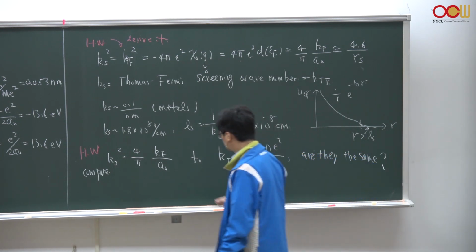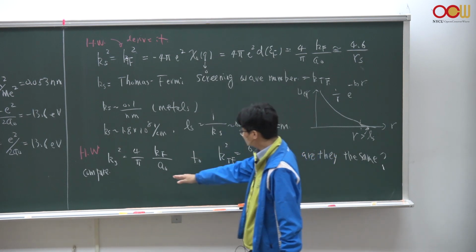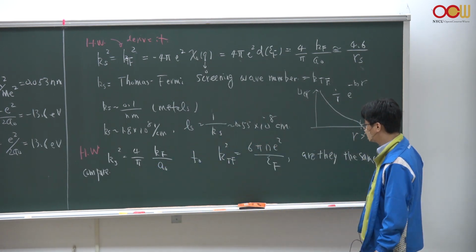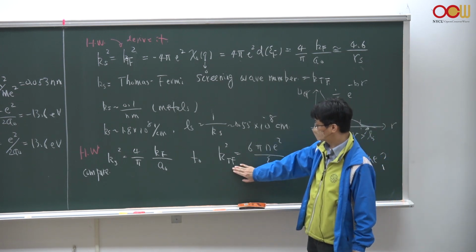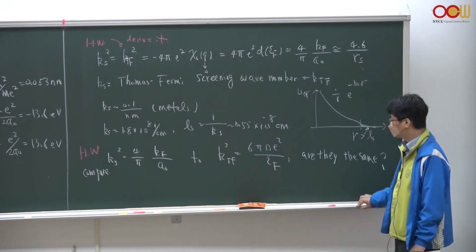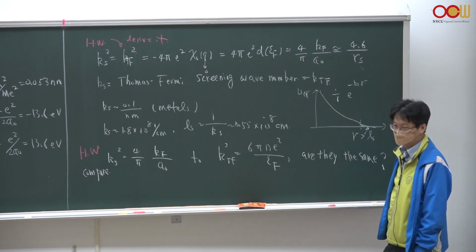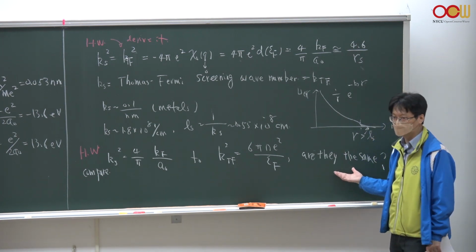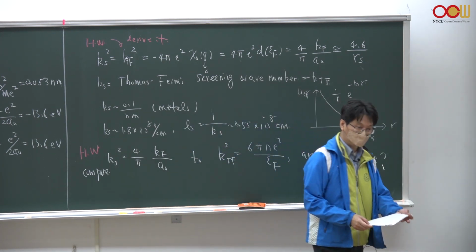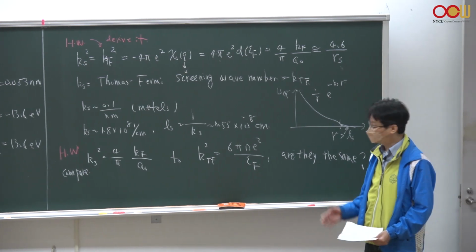And this is another homework. You can also compare this estimation of Ks squared right here to the previously derived Thomas Fermi wave number KTF squared, which is given by 6 pi N e squared divided by Fermi energy. And you could check whether they are really the same. I think that's probably the full story of this pure quantum mechanical treatment of the screening of a Coulomb interaction.